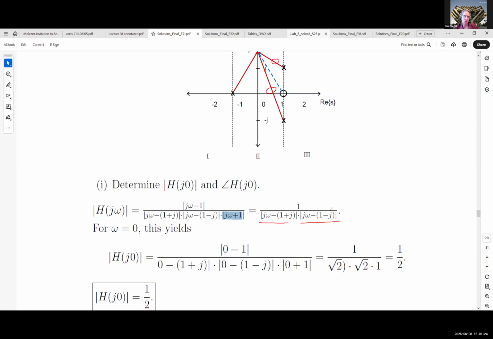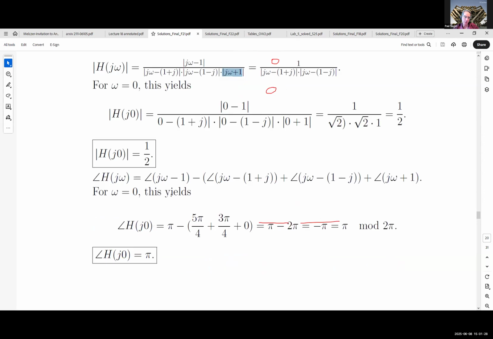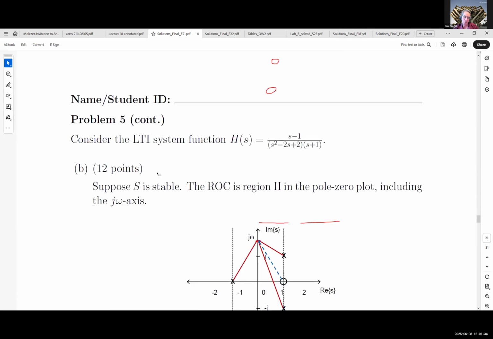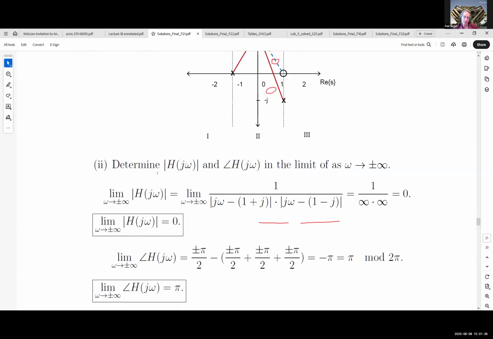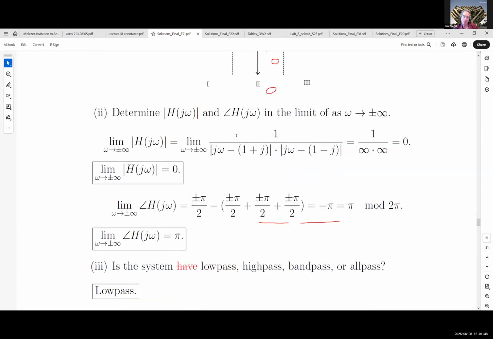And so as omega goes to infinity, I guess that's actually the next part. Yeah, the next part is going to infinity. You just see that it goes to 0 in both cases. Plus and minus infinity goes to 0.